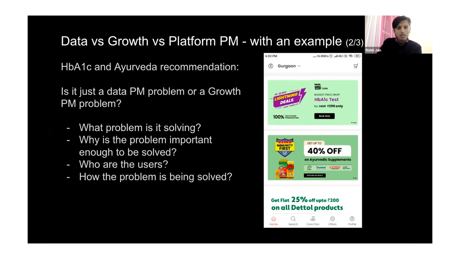Who are the users? In this case, you have your typical B2C users, somebody who's coming to the platform to buy a medicine, to get a health checkup done, to order OTC products, and you can further classify them based on their demographics and personas. How is the problem being solved? Again, in this case, the problem is being solved through a personalization engine or through a recommendation model.